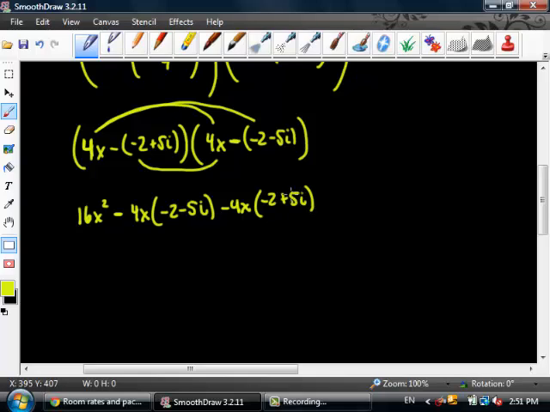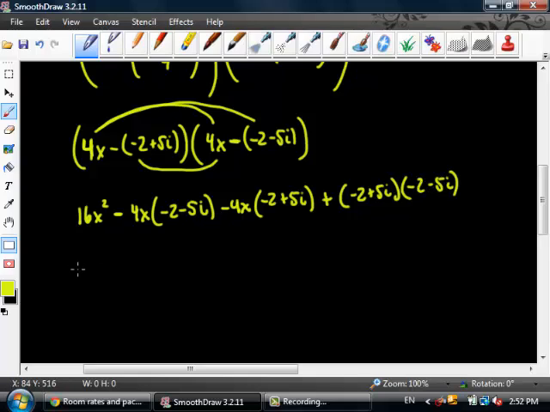Now, what do you normally expect your i's to do? They should cancel each other out, right? I've got a negative thing times a negative thing, that gives me a positive thing. And that thing happens to be negative 2 plus 5i times negative 2 minus 5i.